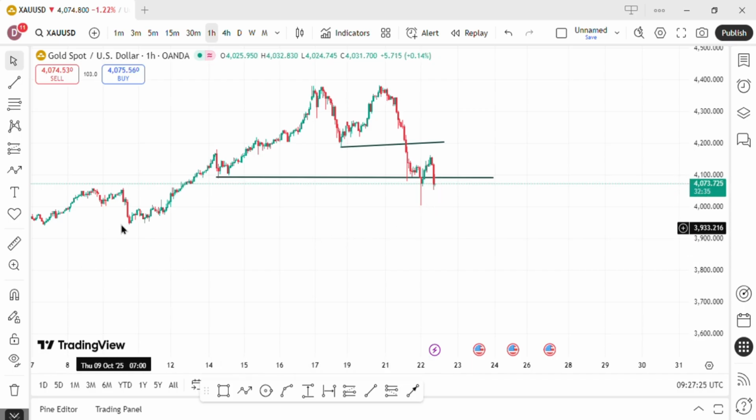I'm not sure at all. We can't control the market. But this is not what I'm expecting. So I'm not expecting it to come down like that. I'm expecting it to move from this side.